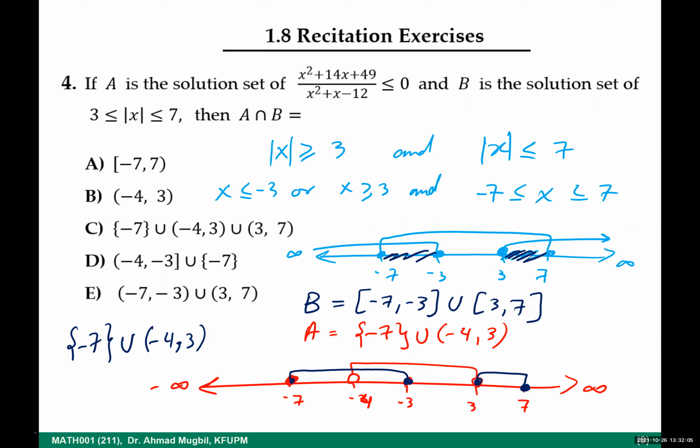No. Between negative 3 and 3, there's nothing in common. So we will stop here at negative 3, closed, then union from 3 up to where? 7. 3 to 7. That's it. There is nothing in common after that. Okay, the answer is what? The answer is D.